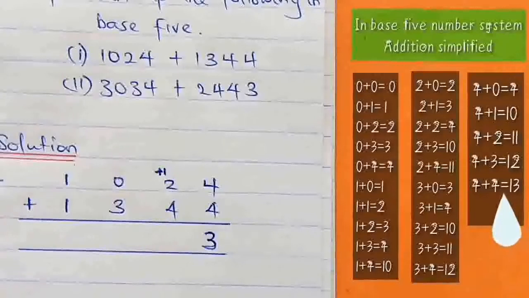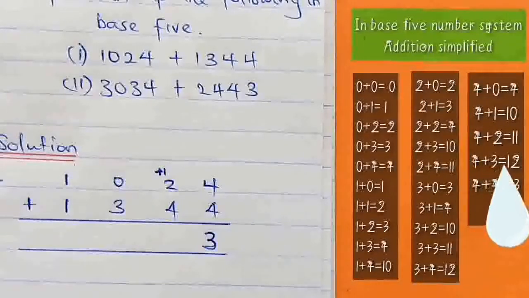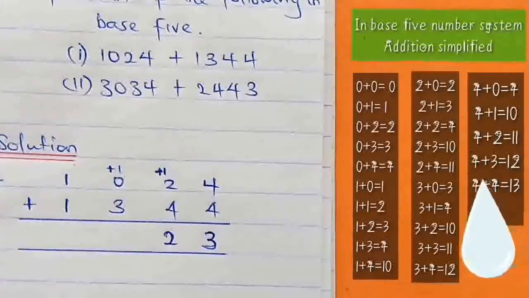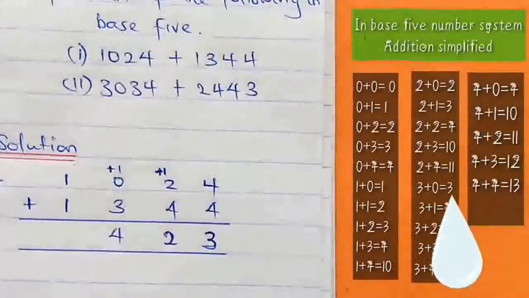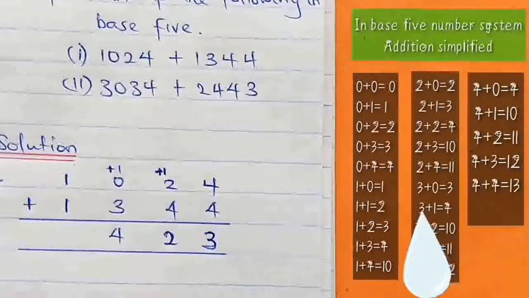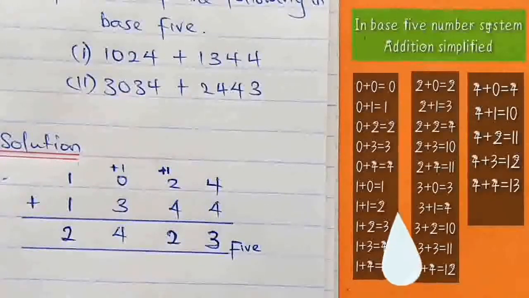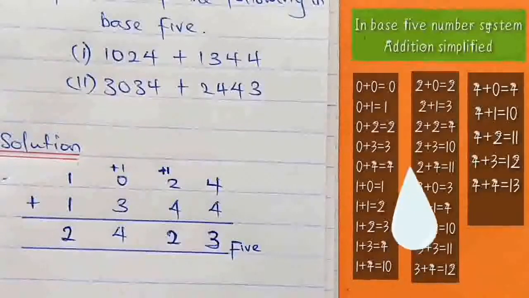2 plus 4 will give us 6, plus that one we carried will give us 7. Now, 7 converted to base 5 will give us 12. Therefore, we write 2, carry 1. 3 plus 0 will give us 3, plus that one give us 4. 1 plus 1 will give us 2. I want you to understand the reason why I say convert it to base 5 is because we are doing this work in base 5. Are you with me?